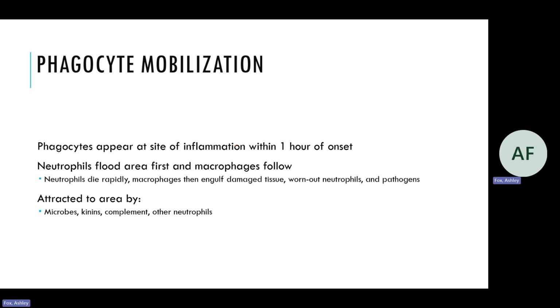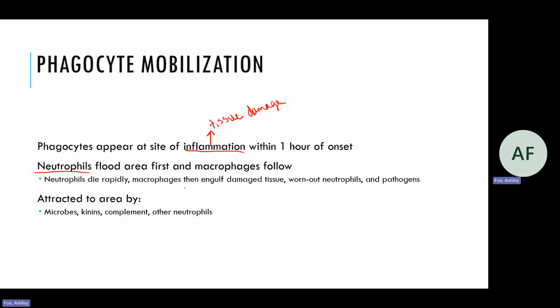Within about an hour of onset of inflammation, so tissue, remember this is when tissue damage occurs for many reasons, but we're talking about infection. So phagocytes appear within about an hour. These first ones are going to be the neutrophils, and macrophages then follow. Again, neutrophils are going to get there quickly. They're first responders, but they're going to die first.